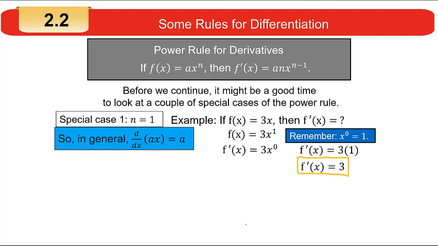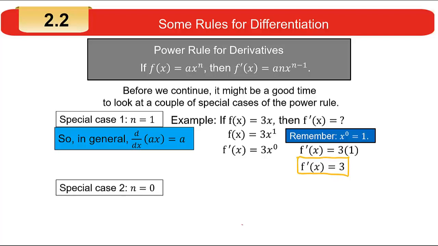So in general, if you've got the derivative of a number times x, the derivative is just going to be the number. And if you think about it, that makes perfect sense, because y equals 3x is just a straight line with slope 3, and the derivative is the slope of the tangent line. So in a lot of different ways, that makes perfect sense.